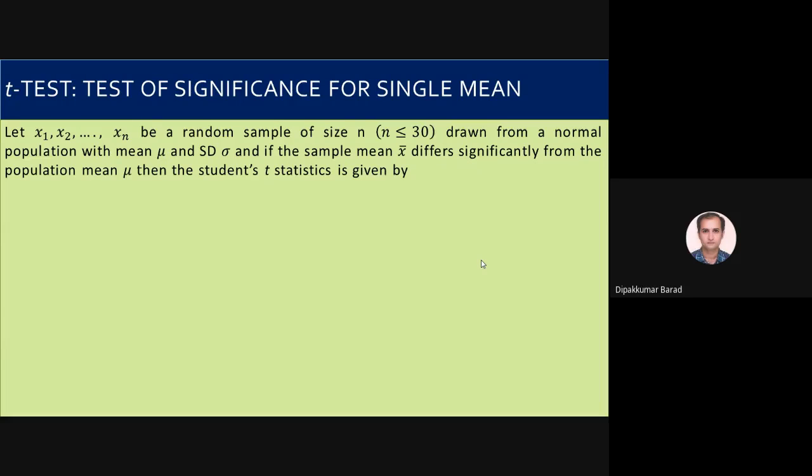Suppose x1, x2, ..., xn is a random sample of size n, where n is less than or equal to 30, from a normal population with mean mu and standard deviation sigma. If the sample mean x bar differs significantly from the population mean mu, then Student's t statistic is given by t = (x bar minus mu) upon (s upon under root n minus 1), where s is the square root of the sum of (x minus x bar) whole squared upon n, and v is the degrees of freedom, n minus 1.